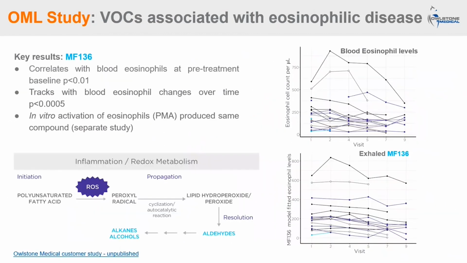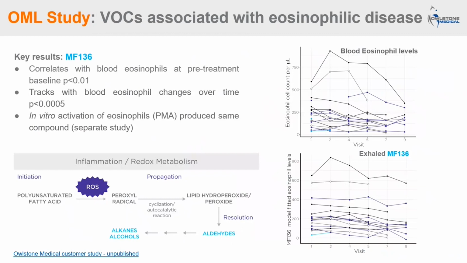The key result of this study is that we found one VOC compound, molecular feature 136, which is classified as an alcohol, correlated significantly with blood eosinophils at pre-treatment baseline. The compound also tracks with changes in blood eosinophil over time.